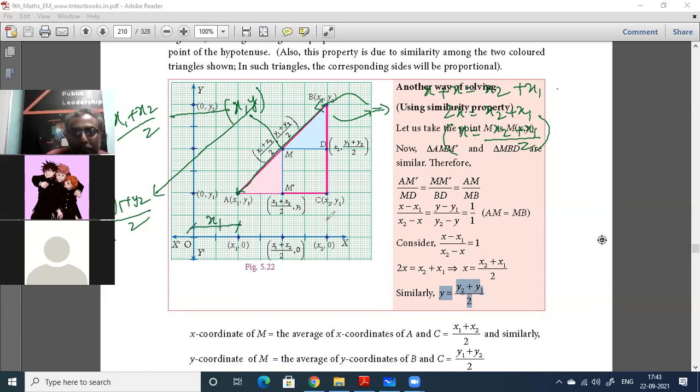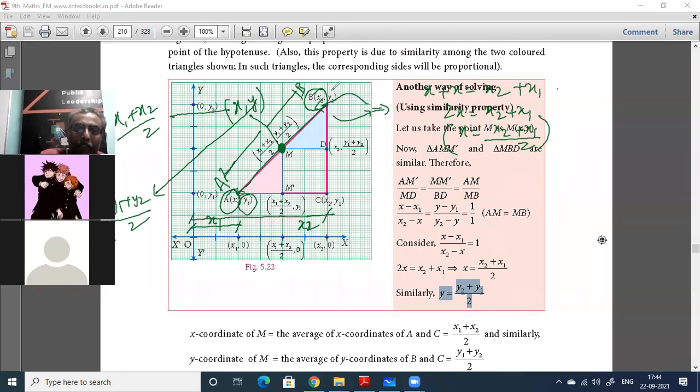What is x2? This whole distance is x2. So this point has abscissa x2, and this point has abscissa x1. So the midpoint of the line AB, this is AB, this is the midpoint of that line AB. How do you get that midpoint? (x1 plus x2) by 2 for the x value. How do you get the midpoint for the y value? (y1 plus y2) by 2.